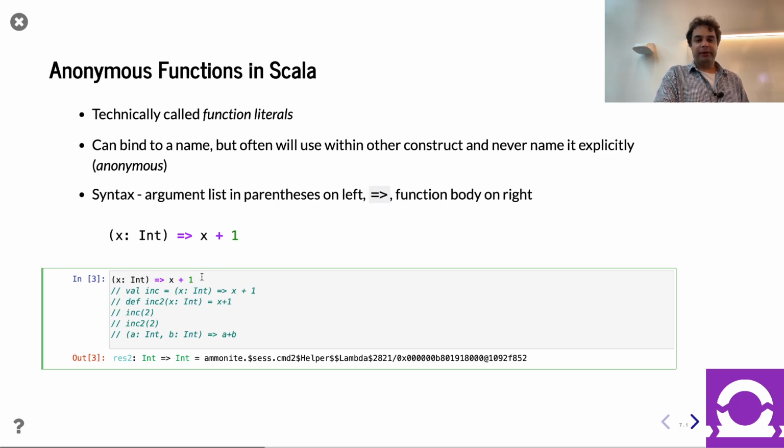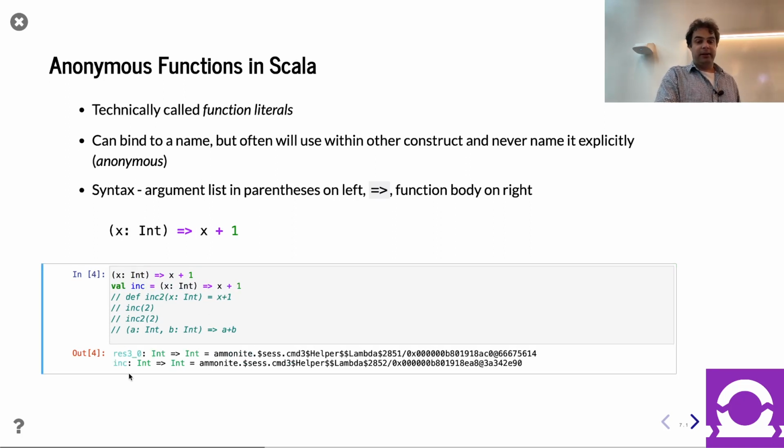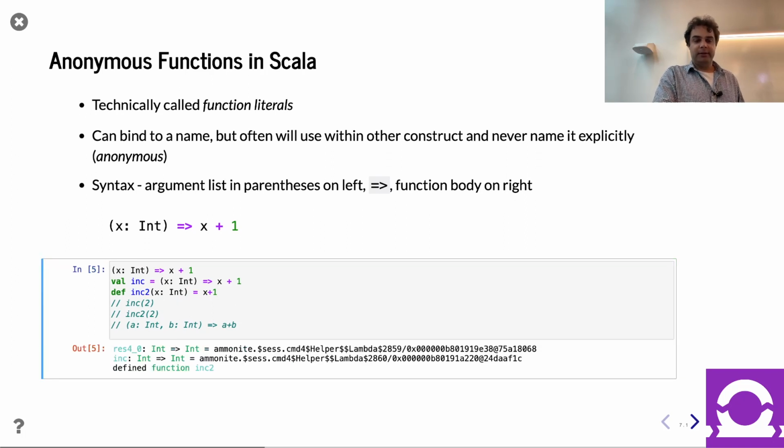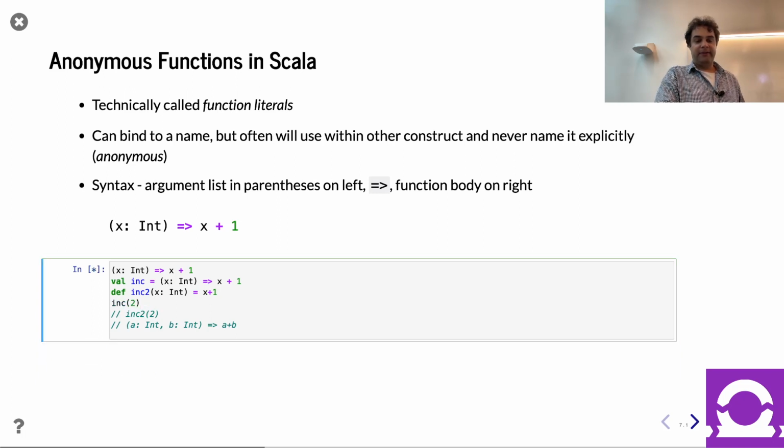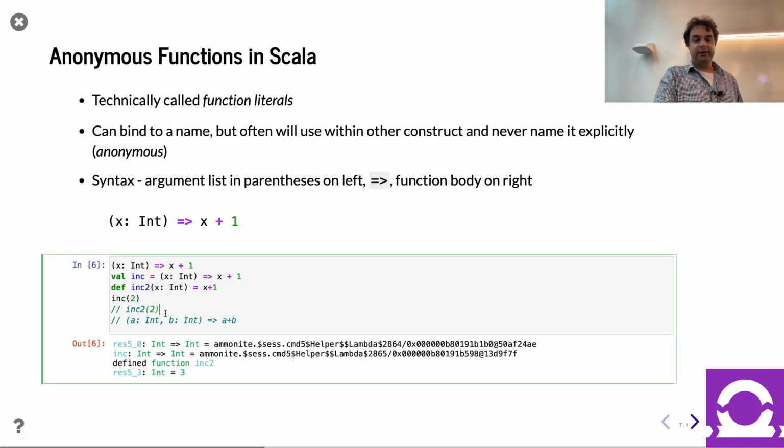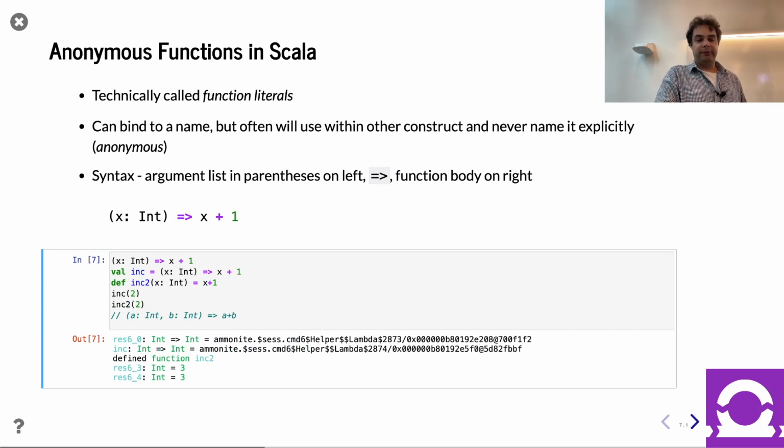What's fun about this is, of course, even though right now it's anonymous, a literal from the interpreter, we can assign it a name. So we can assign it to a val. Now this val inc holds this function literal. Of course, we can define the function normally in exactly the same way. We can apply something to that val, and it does the right thing. We can also apply it to the function we defined before.